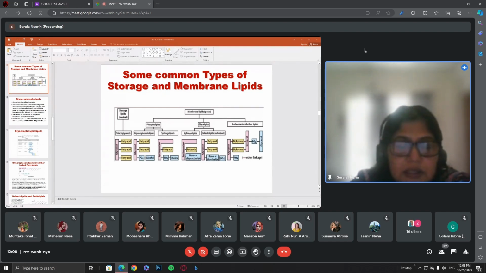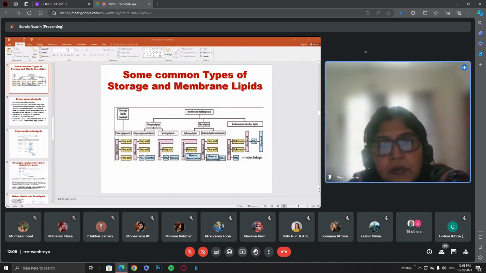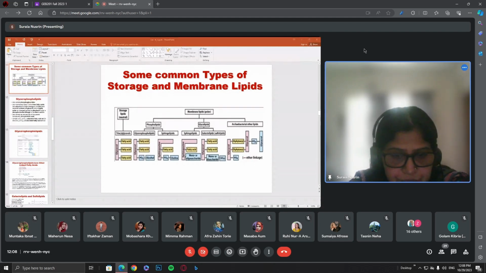So from this table, you can see the name of the glycerophospholipid, the name of the polar head group, what is the structure of the polar head group, and what is the charge of this glycerophospholipid. This chart is very important because later when we learn about the biosynthesis of the lipids, this will help you a lot.